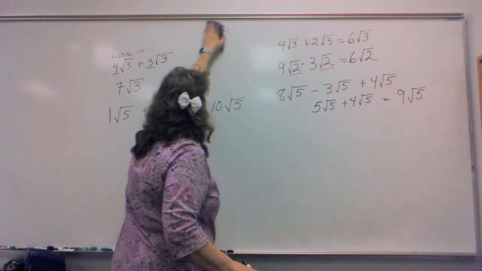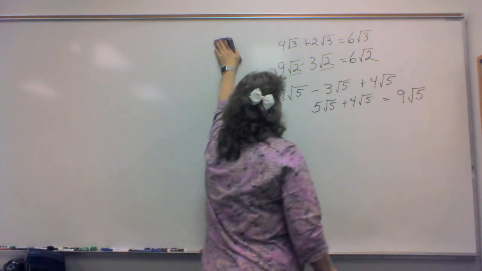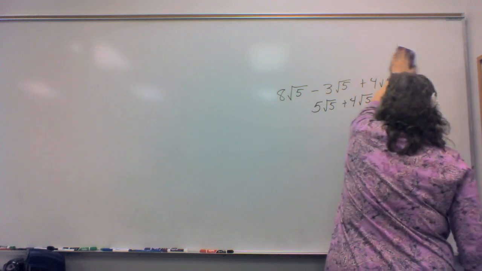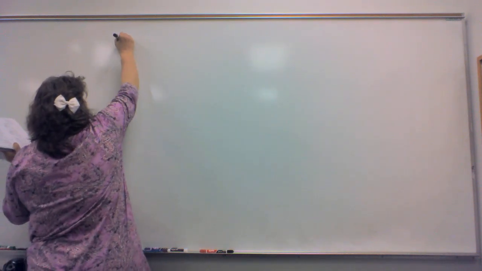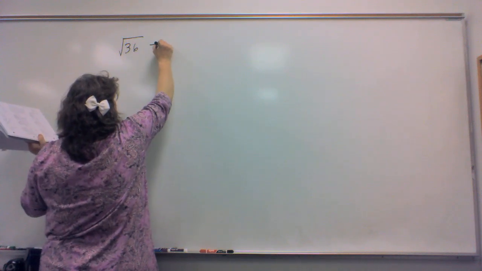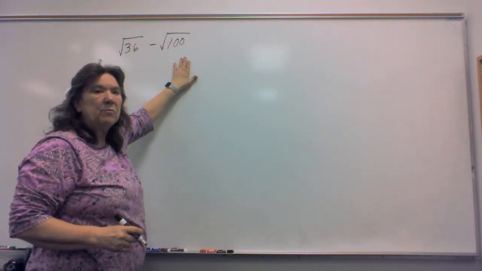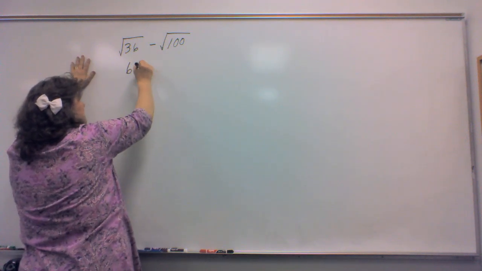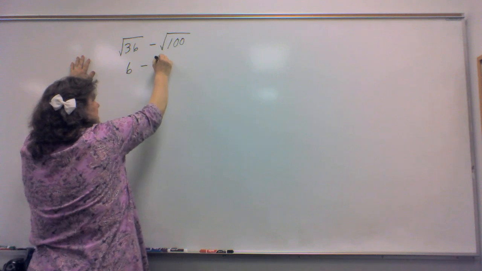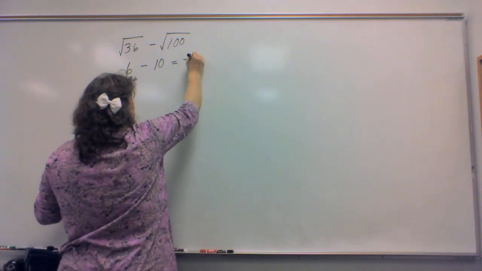So what happens if they are not the same? Well, the first thing you're going to do is simplify them and then see if they are the same after you simplify them. So let's look at an example. Square root of 36 minus square root of 100. As you see, these are not the same, but what happens when we simplify them? The square root of 36 is 6 minus the square root of 100 is 10. 6 minus 10, these are whole numbers. We can simply subtract and get a negative 4.